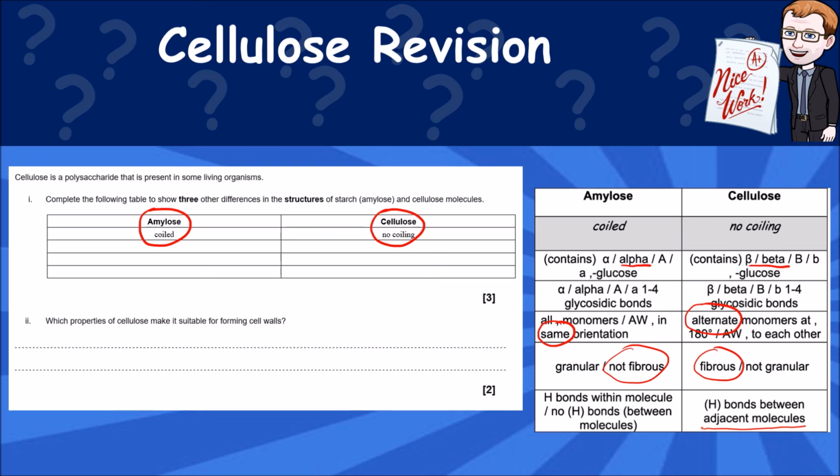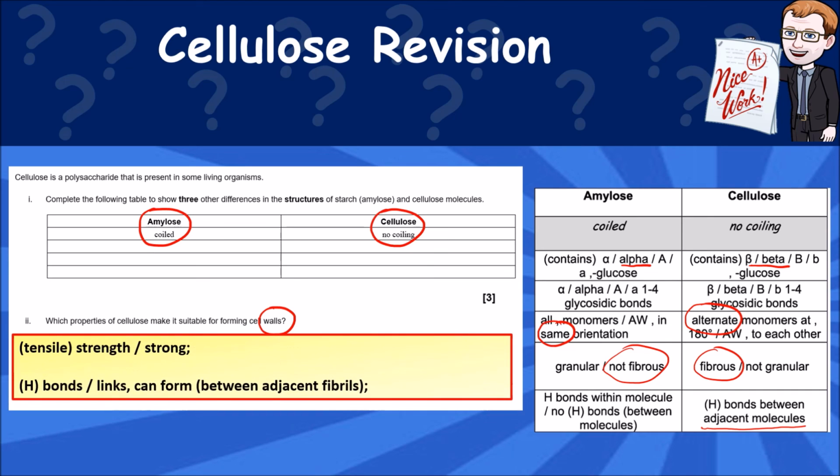Finally, it asks which properties of cellulose make it suitable for forming cell walls. So think about what we need for cell walls: the fact that it has a high tensile strength and it can form hydrogen bonds between adjacent fibrils, which holds them together.